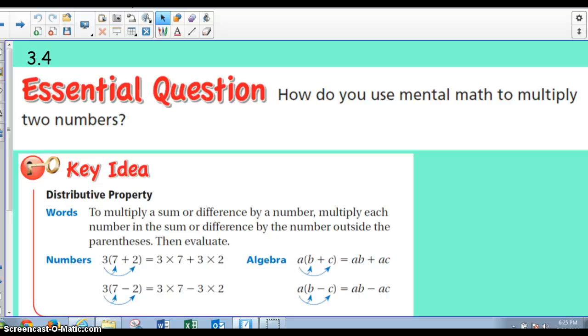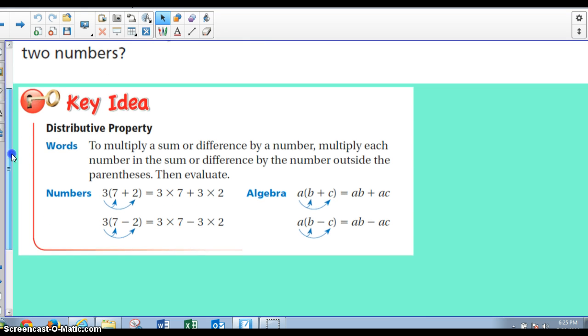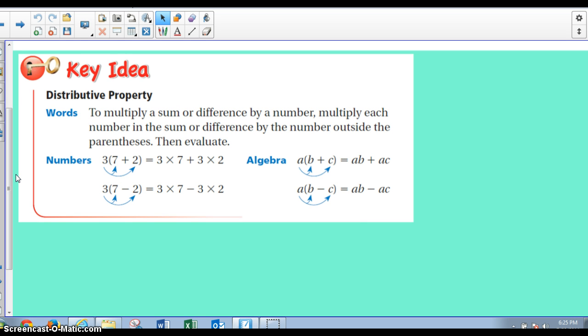Chapter 3, Lesson 4, the essential question that we are trying to answer is how do you use mental math to multiply two numbers? In this lesson, you're going to look at another property, and it is the distributive property. So if you would please listen to me read this, and then you can take notes.